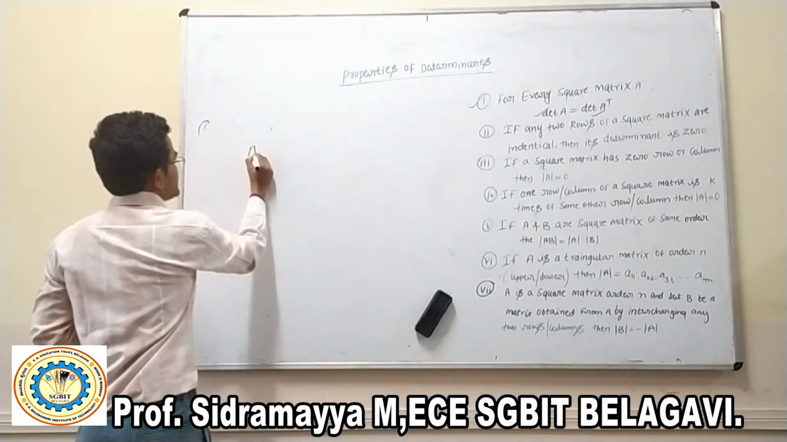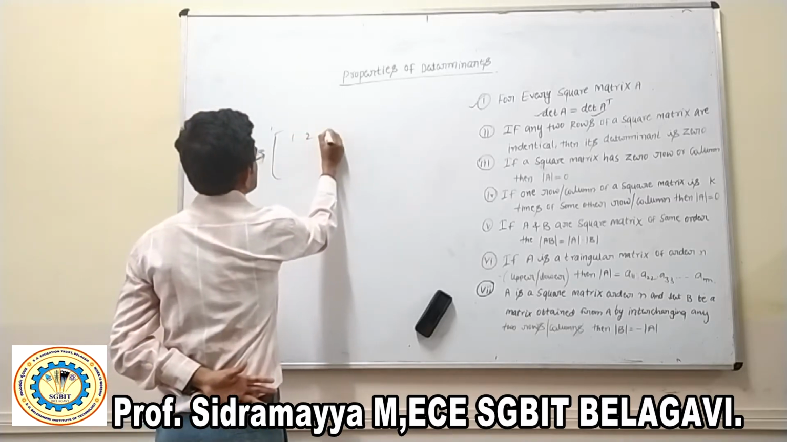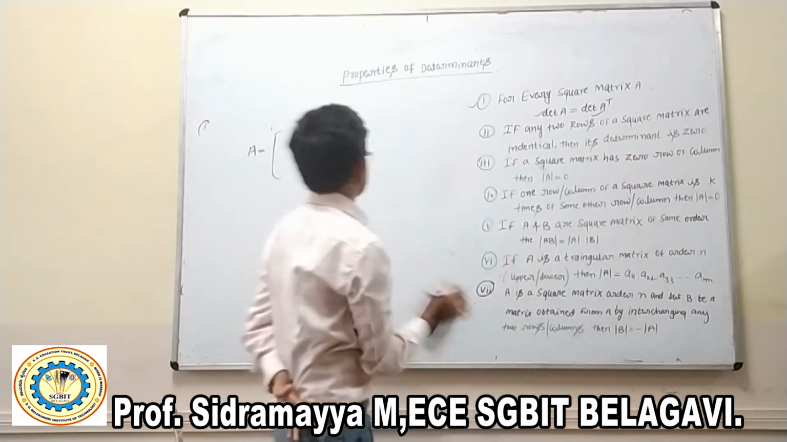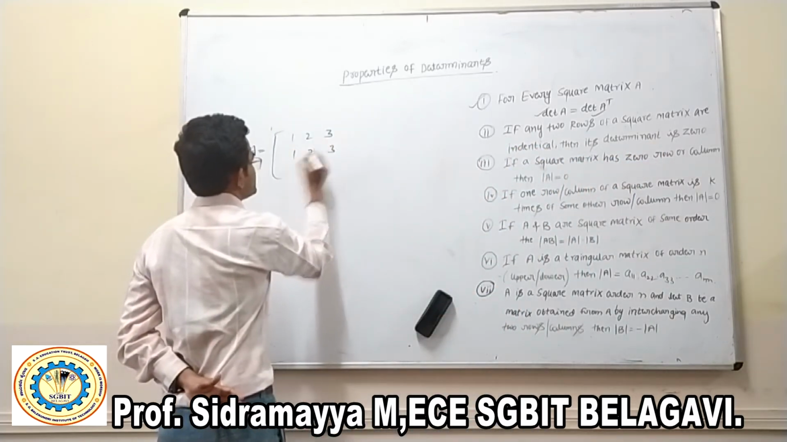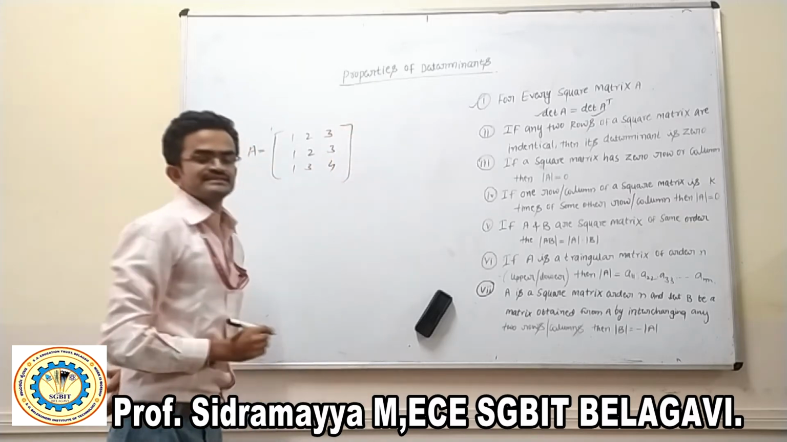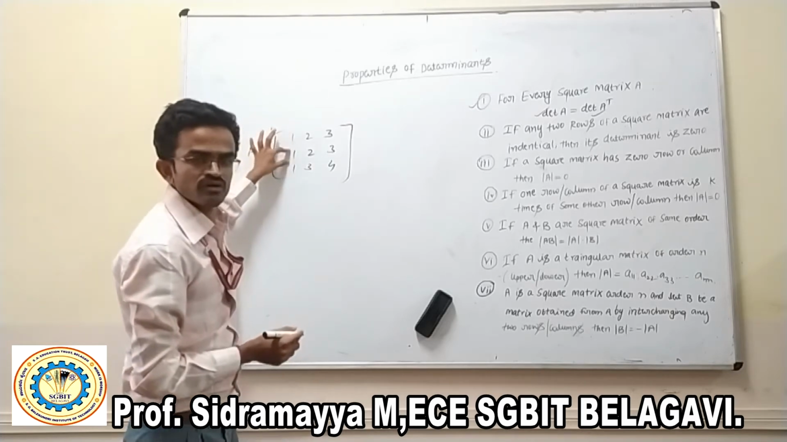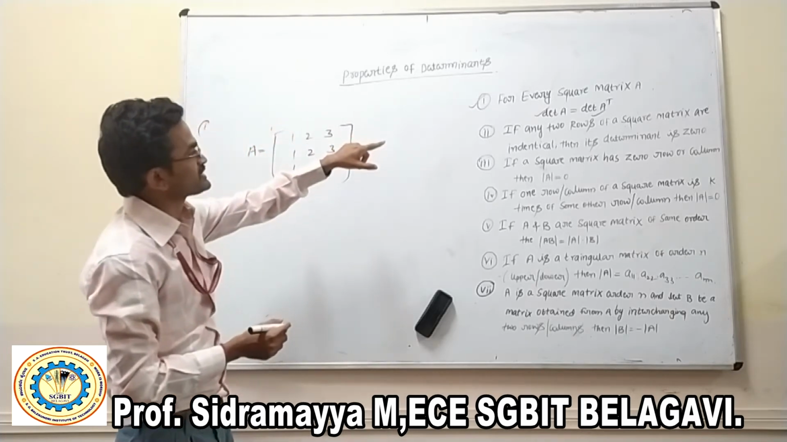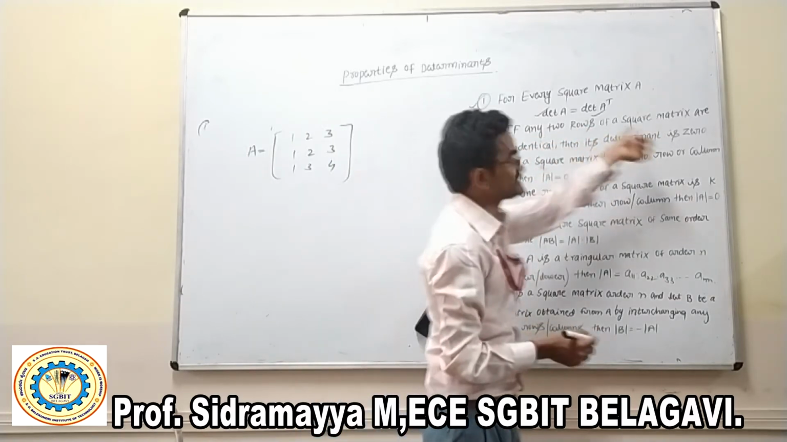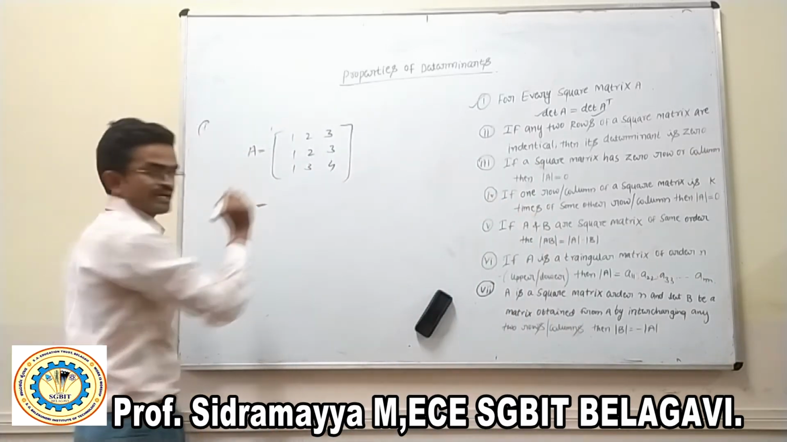I consider a matrix here, a 3 cross 3 matrix. So 1 2 3. Any two rows of a square matrix are identical. So here 1 2 3, 1 3 4. So I consider a matrix here. In this matrix, the first row and second row are the same. But what the property says is that if any two rows of a square matrix are identical, then its determinant is equal to 0. So if you calculate its determinant, you should get 0.